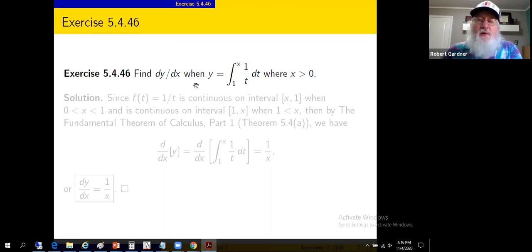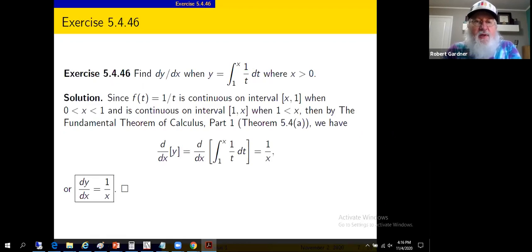Find the derivative of y with respect to x, where y is given as this definite integral. They're taking x to be greater than 0. We don't want an integral of a function that isn't continuous. This function has a problem at 0. So that's the reason they put that hypothesis on there. Okay, f of t, the integrand 1 over t, that's a continuous function on the interval from x to 1 or 1 to x. It's continuous on both of those intervals, whether x is bigger than or less than 1. They didn't tell us that. At 0, we've got a problem, but we've stayed away from 0. So 1 over t, the integrand, is continuous on the interval with which we're dealing.